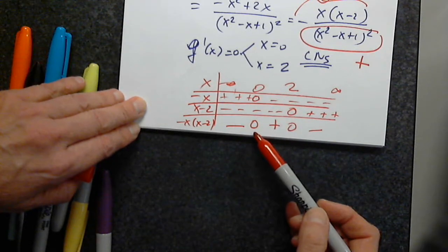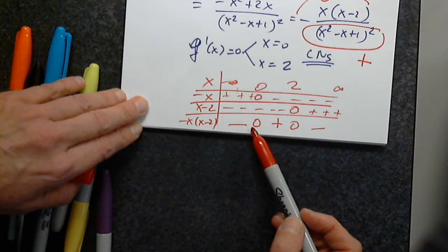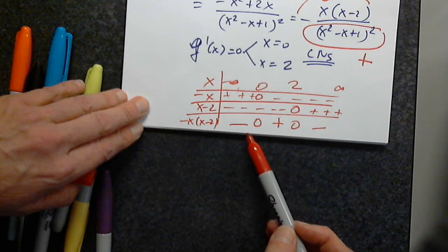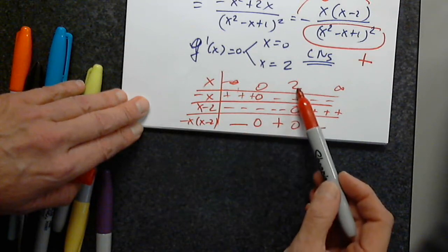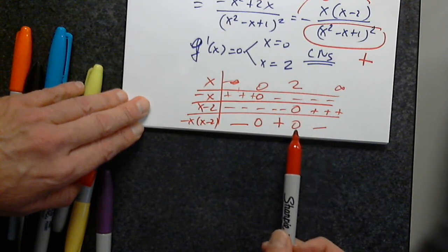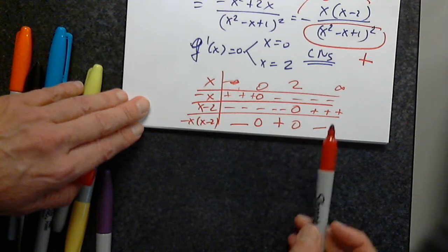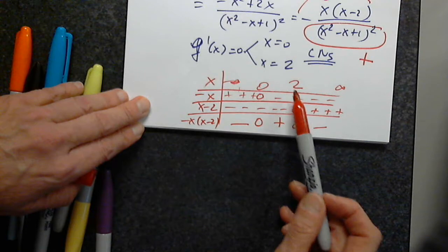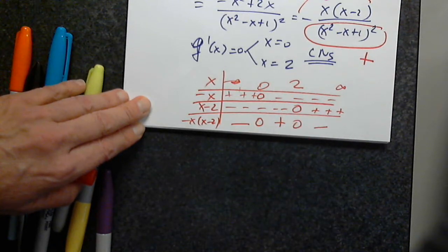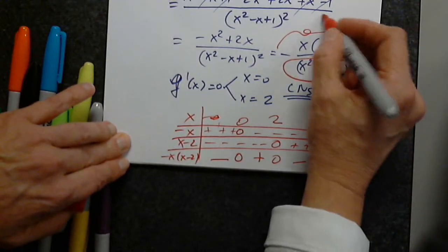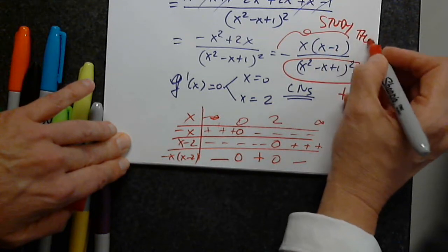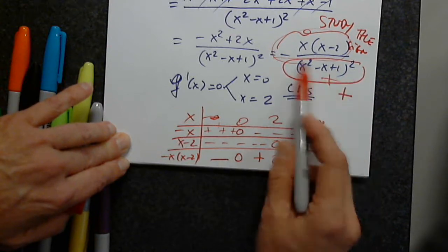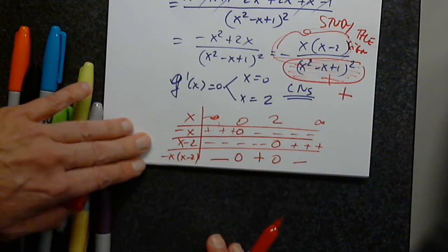So at 0, the function has a critical number, and the derivative changes sign from negative to positive, which means it will be a local minimum. At 2, the first derivative is 0, so it's a critical number, and it changes sign from positive to negative. So when x is 2, it will definitely be a local max. But I have to study the sign of this expression. This one will not change anything. I will not even look at it. It's always positive.